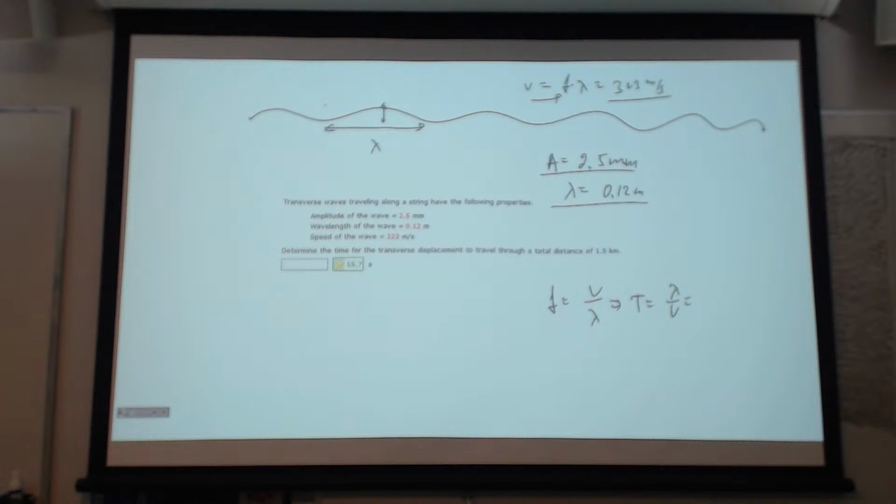So these are preparations. Amplitude and the period. Everything else is irrelevant anymore. Displacement.